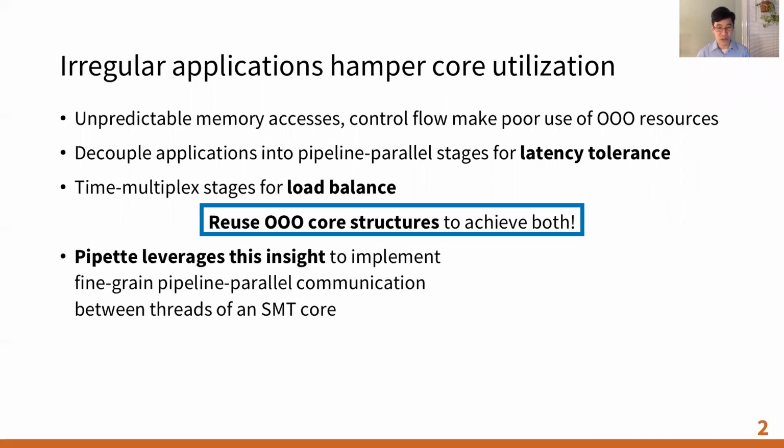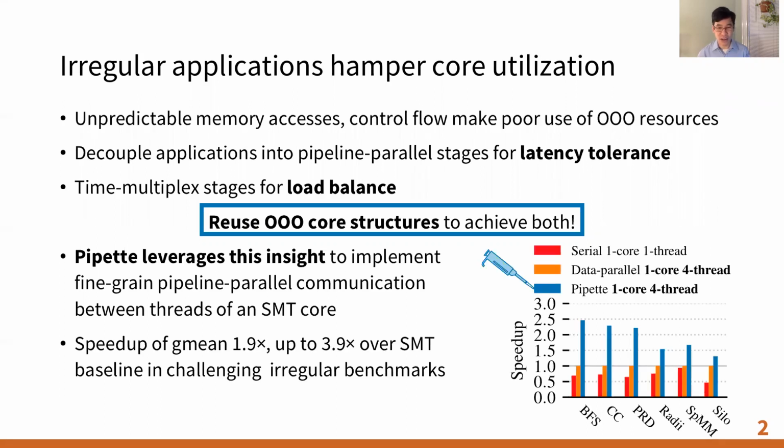Pipette puts these underused resources to work by implementing fine-grained pipeline parallel communication between the threads of an SMT core, and by doing so we achieve speedups of gmean 1.9x and up to 3.9x over the SMT baseline in challenging irregular benchmarks.